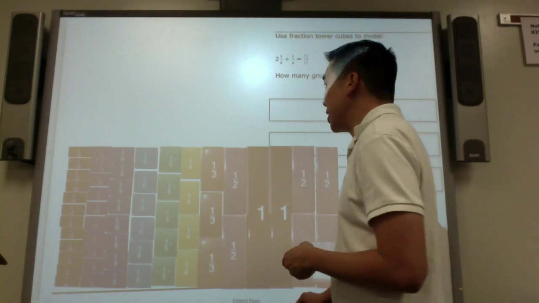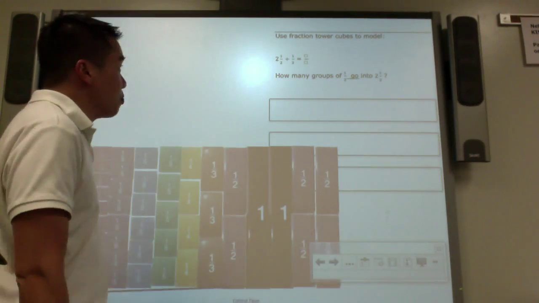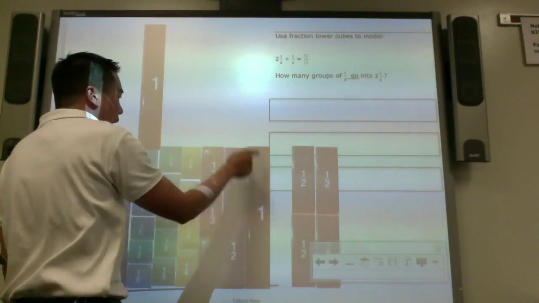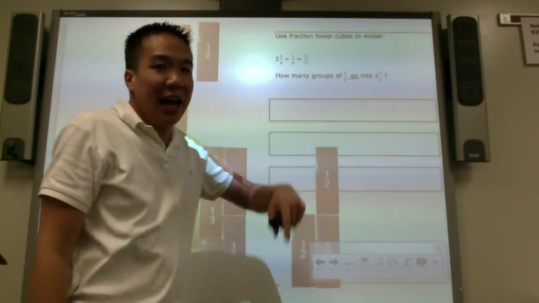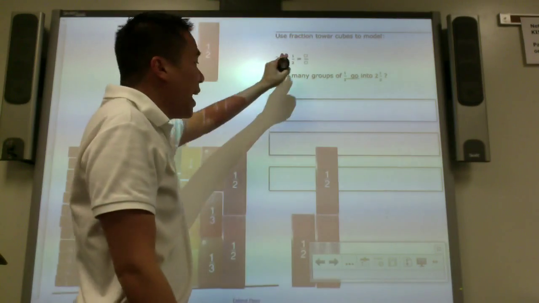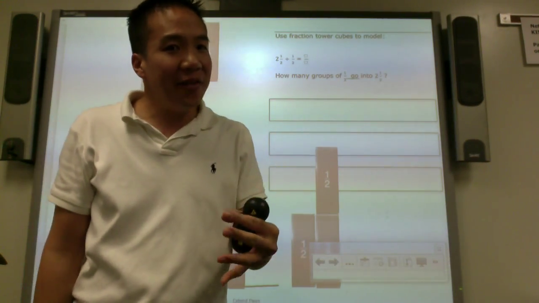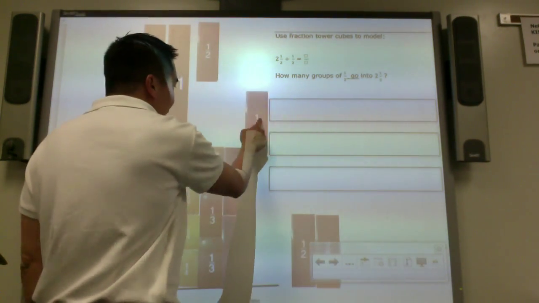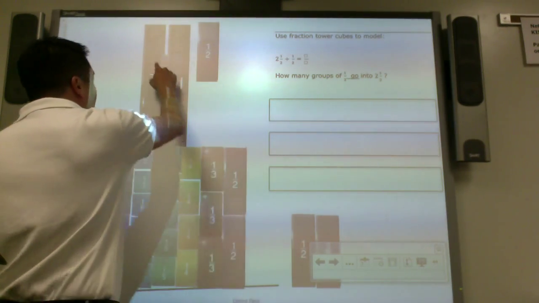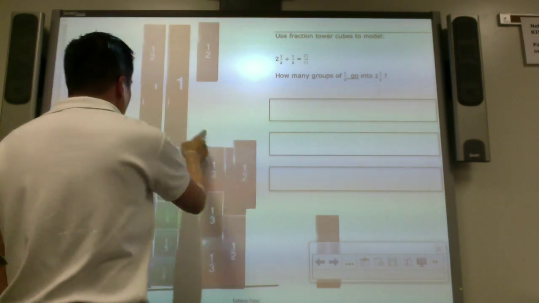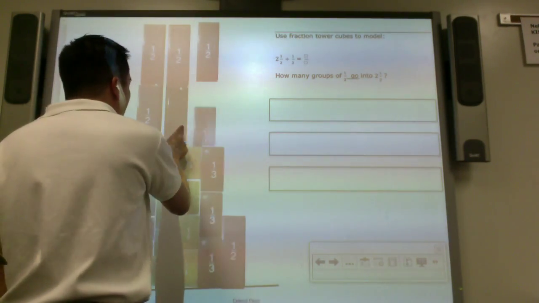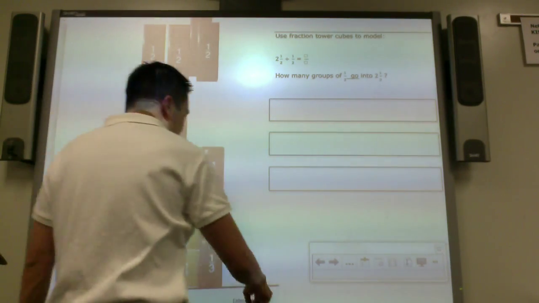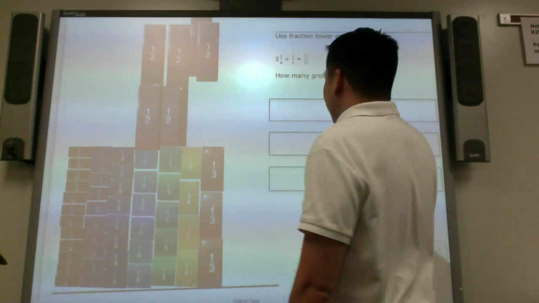So we're going to use fraction towers here. Use fraction towers to model. You have 2.5. You're going to divide it in half. In other words, you're asking how many groups of halves go into 2.5. So here's a half. How many groups of these go in it? One group of a half fits in it. Two groups of a half fit in it. Three groups of a half. Four groups of a half. Five groups. 5 groups fit in it.